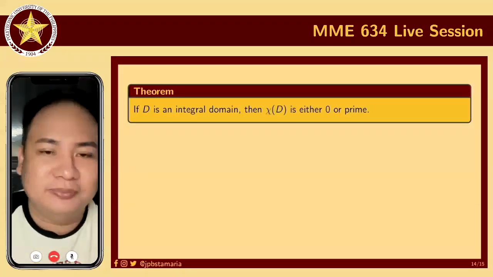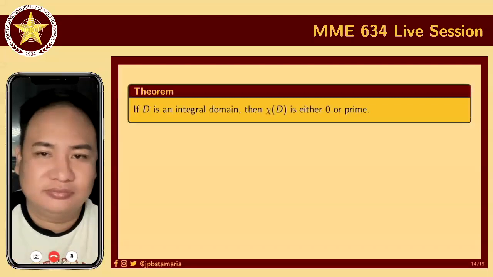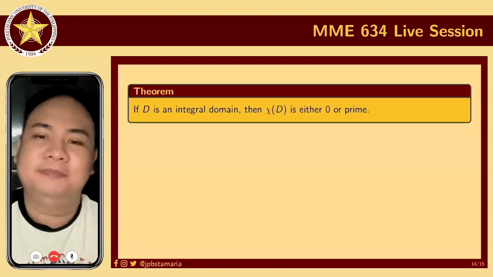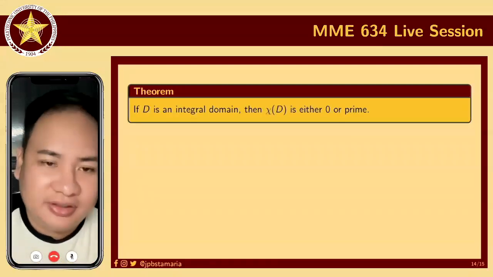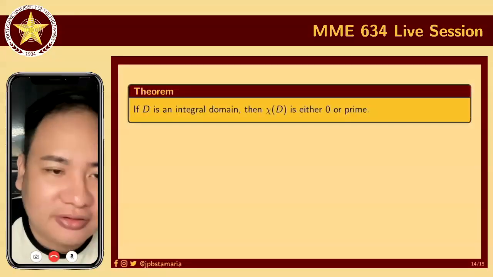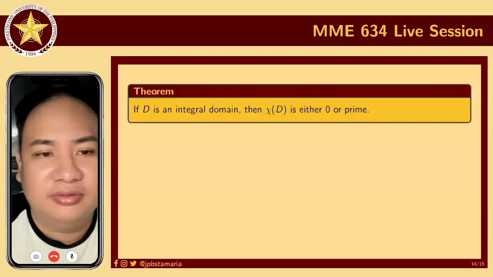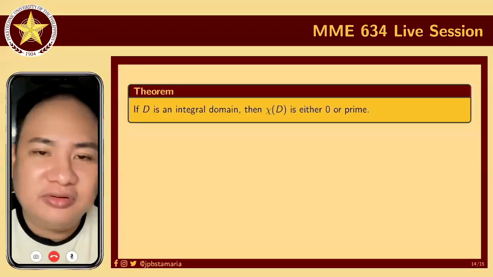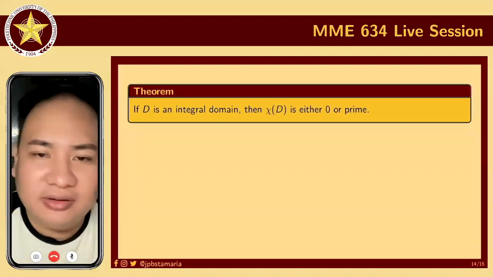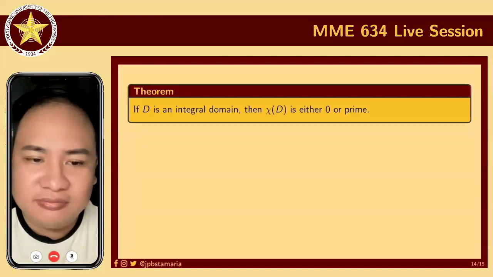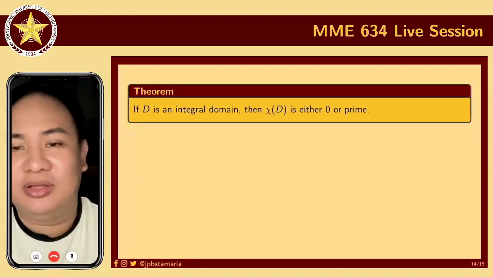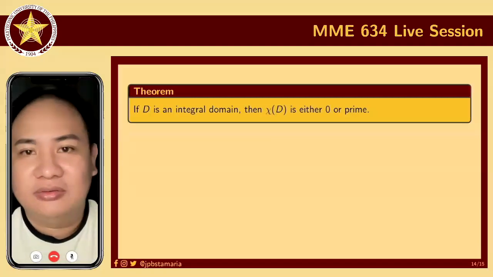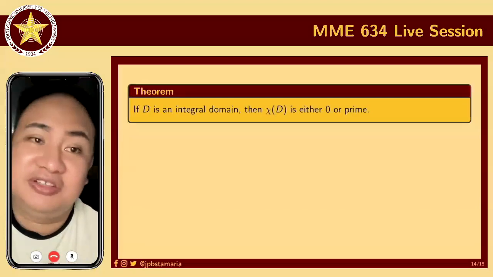Angelo, thank you. If D is an integral domain, then the characteristic of D is either 0 or prime. So, pwede bang pag integral domain yung ring ko, pwedeng ang characteristic ay 4? No. Pwedeng 2. Pwedeng 3. Pwedeng 5. Seven. Ganyan. Pwedeng 0 rin, ha? Pwedeng 0.